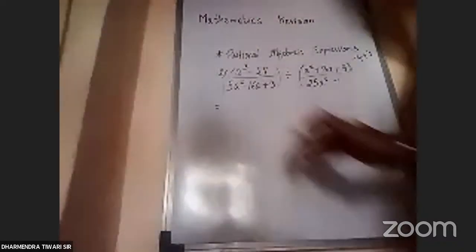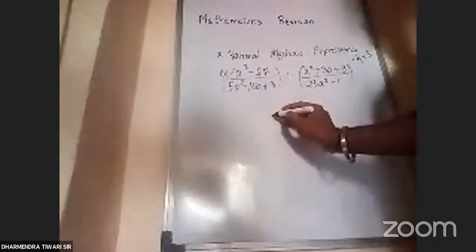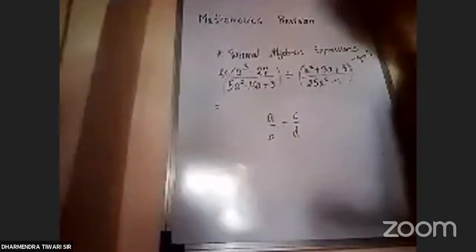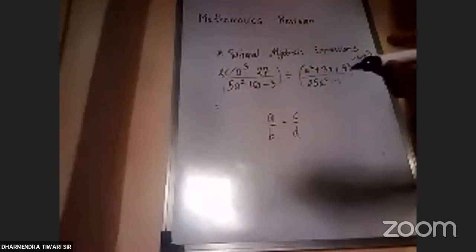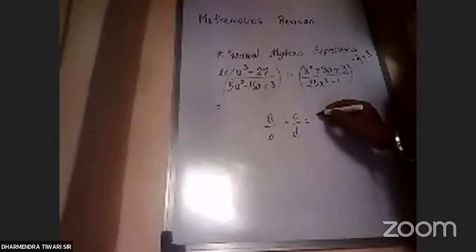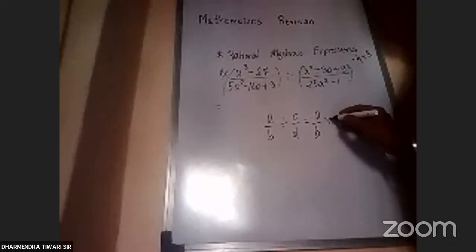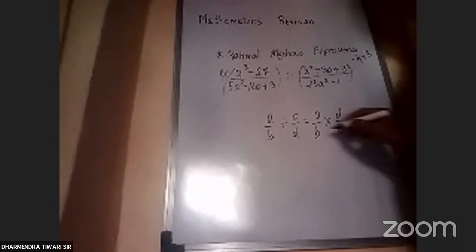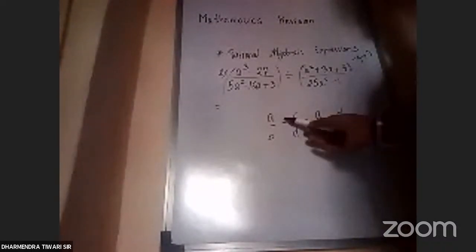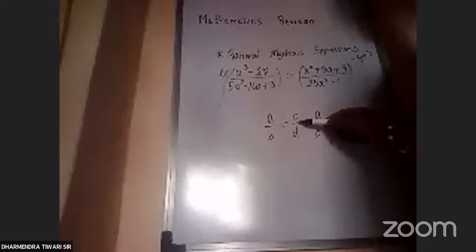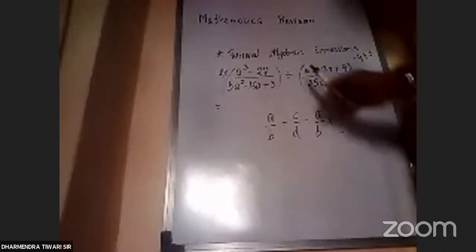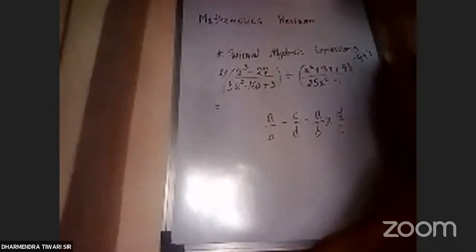For example, this is a general rule: A by B divided by C by D. When we use multiplication instead of division, our ratio gets reversed, or converted to its reciprocal: A by B into D by C. See the difference? As it was C by D with a division sign in between, when we write multiplication it gets reversed. Its reciprocal form is D by C. That we are going to apply here. So our first step is that only.